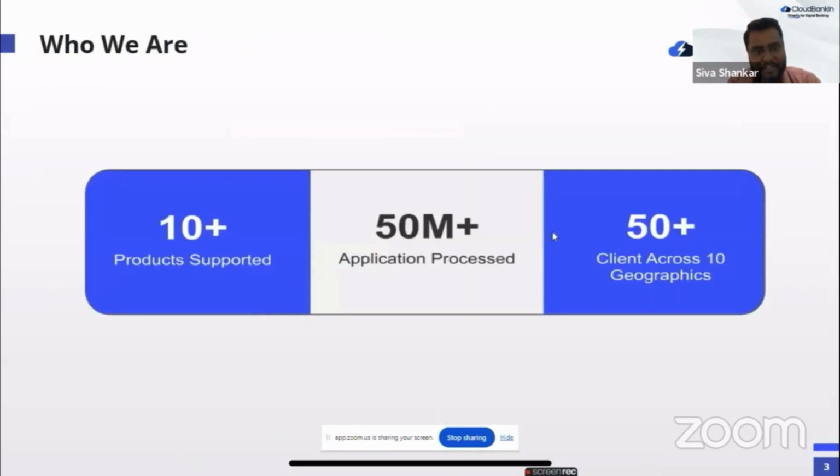Our application supports 10 types of different loan products, both secured as well as unsecured loans, and we have processed around 15 million applications so far, which is rapidly growing every day. We also have 50 plus clients across 10 geographies. We have major customers in India, and apart from India, we also have a presence in 9 other countries.